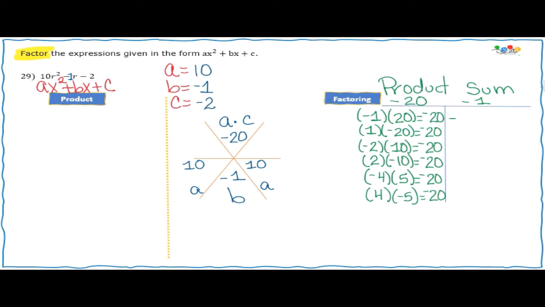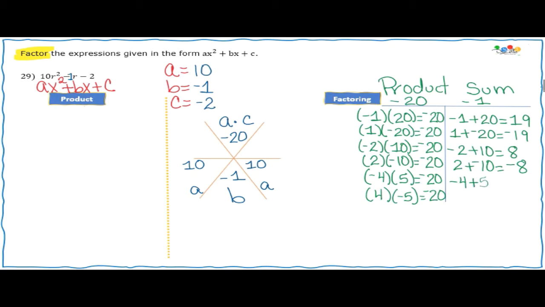Okay, so I'm going to start with negative 1 plus 20. What do I get? A positive 19. I'm going to do the second one, but now the 20 is negative. So my answer is negative 19. Nope, that's not close to what I'm looking for. Let's go on to the next one. Negative 2 plus 10 gives me an 8. 2 plus, now the 10 becomes negative, and it's negative 8. So not there yet. What about the next one?